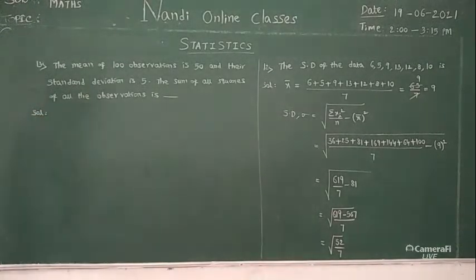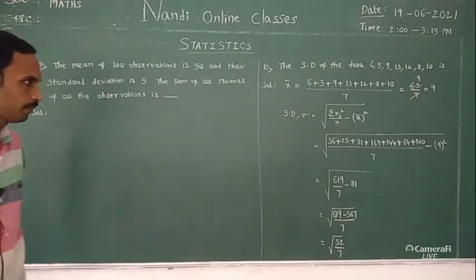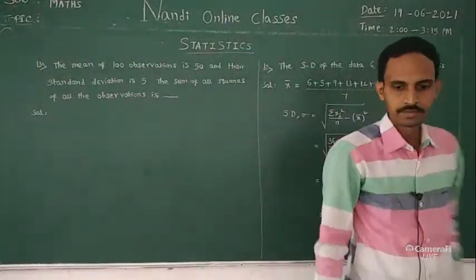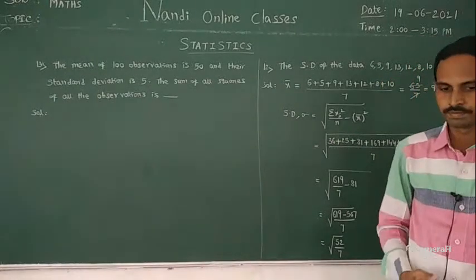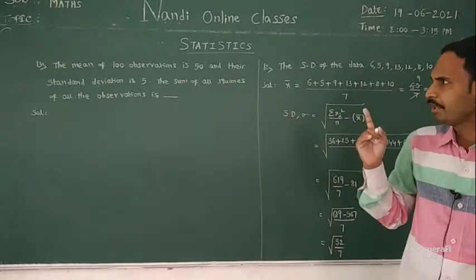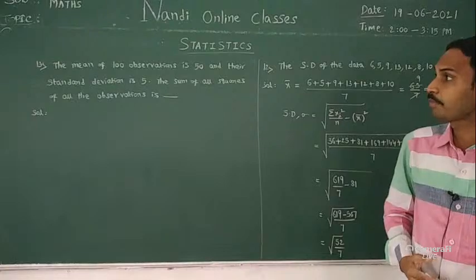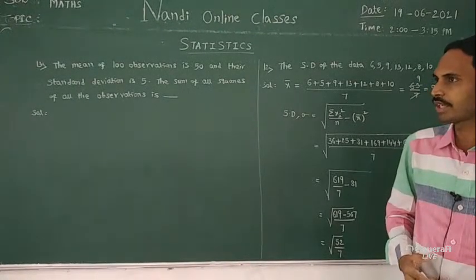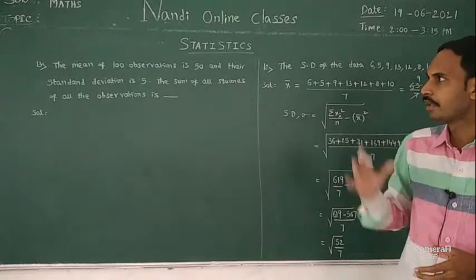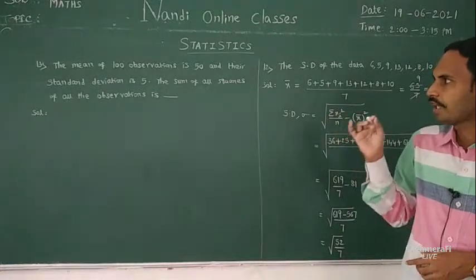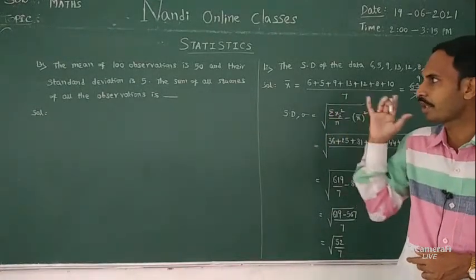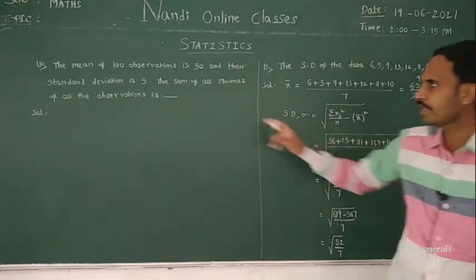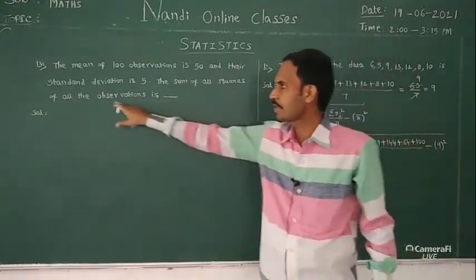Okay. Solution. Understand the problem, what they have given, what they are asked to find. The mean of 100 observations is 50, and their standard deviation given is 5. What is the sum of all squares of the observations? We want the sum of squares of observations.